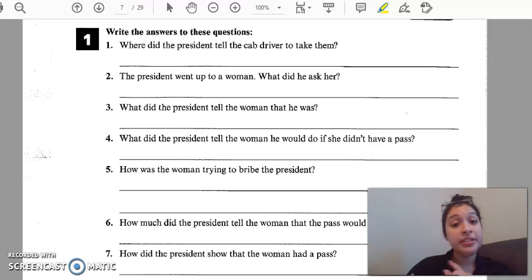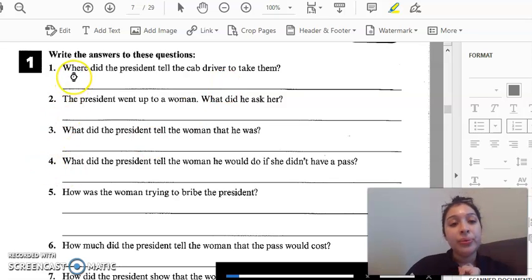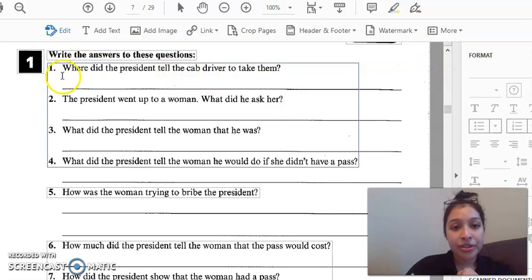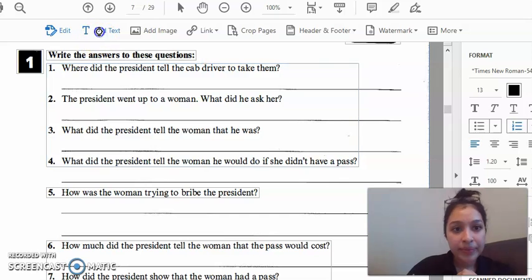Now I want to challenge you. I want you to try to write it in a complete sentence. So question 1 says, where did the president tell the cab driver to take them? So what we can do is we can start our sentence with, let's try that again.